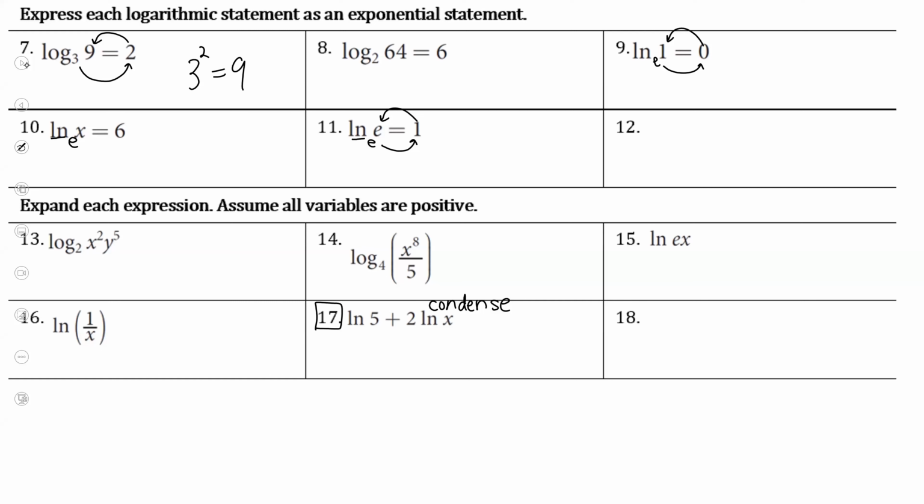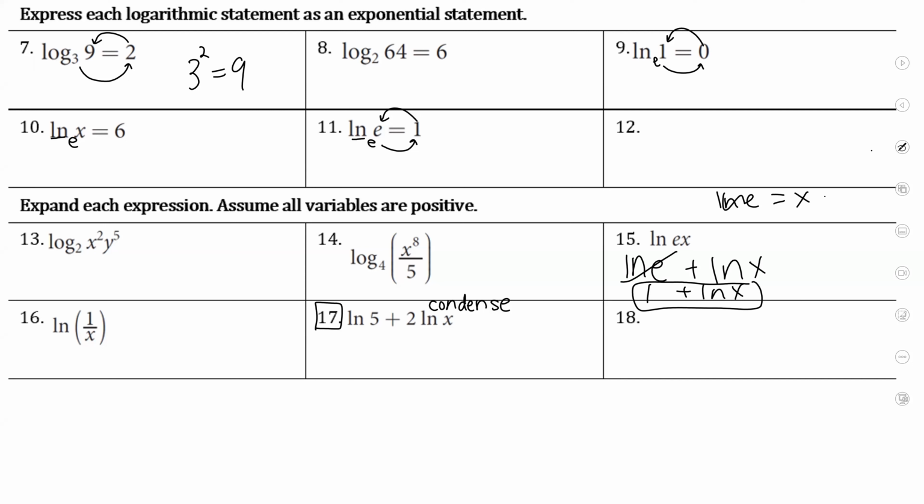All right, guys, number 15. We're going to expand this: ln e plus ln x. Ln of e is just 1. So this is 1 plus ln x. This is a little bit different. If it said ln e equals x, that would just cancel out. That wouldn't be true. We're expanding here.